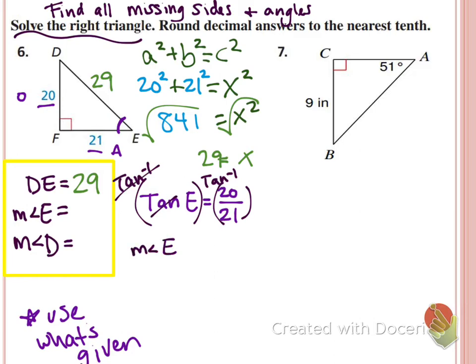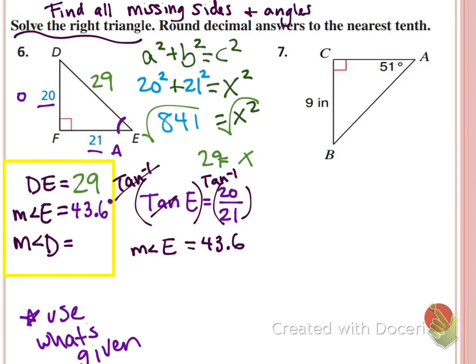So the measure of angle E: type in shift tangent of 20 over 21, we get 43.6. Remember it says round to the tenth. So 43.6 degrees.